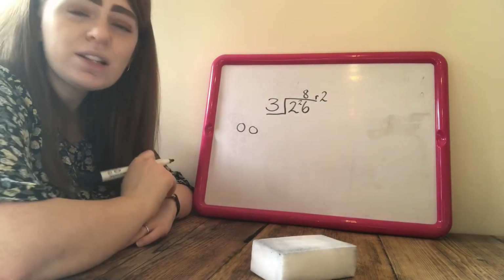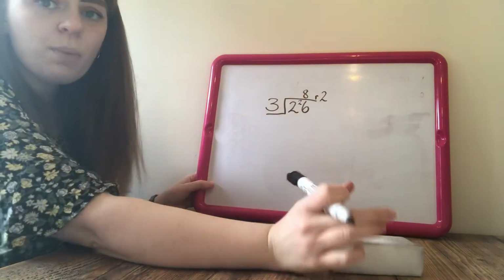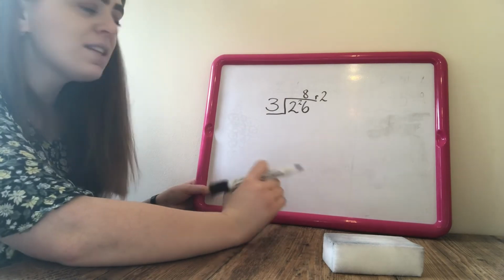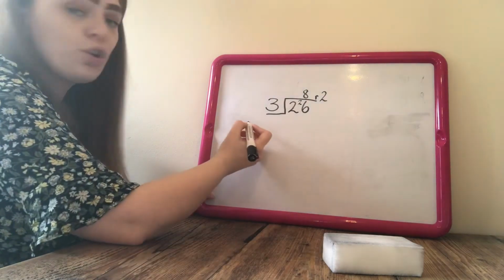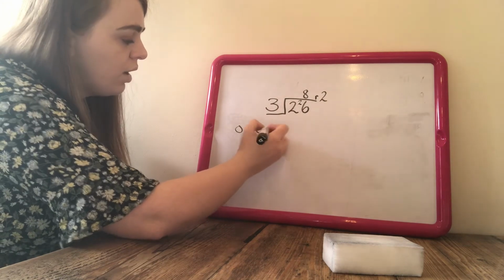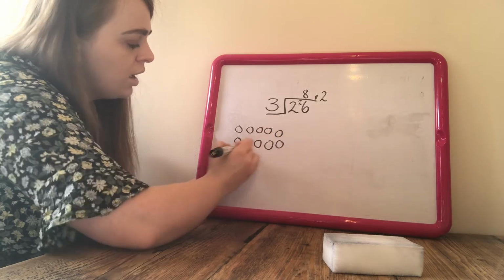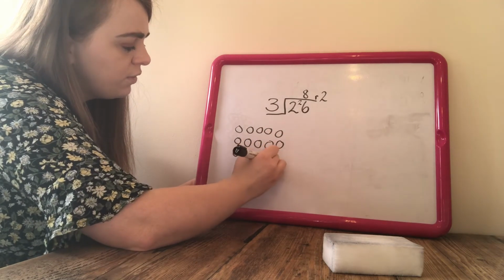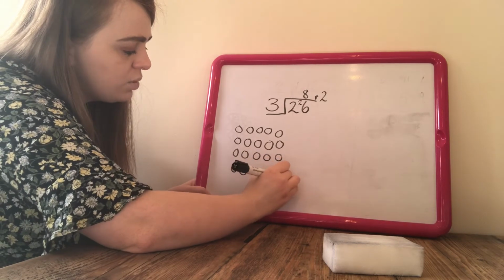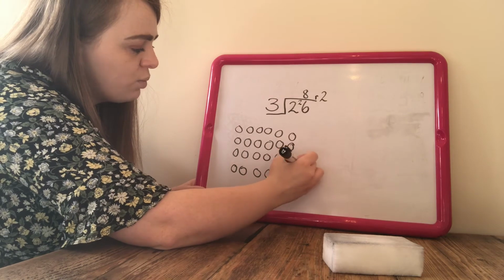2. So my remainder is going to be 2. Now, boys and girls, if you do not believe me, I'm going to draw this problem out. And you can always draw out a problem, okay, even if you think, oh, that's quite a big number, because it's always a good idea to visualise it. So I'm going to draw 26 cookies. 1, 2, 3, 4, 5, 6, 7, 8, 9, 10, 11, 12, 13, 14, 15, 16, 17, 18, 19, 20, 21, 22, 23, 24, 25, 26.